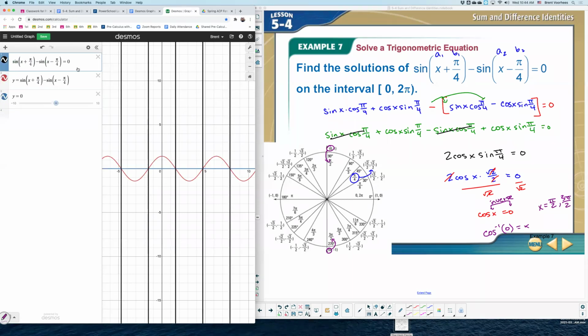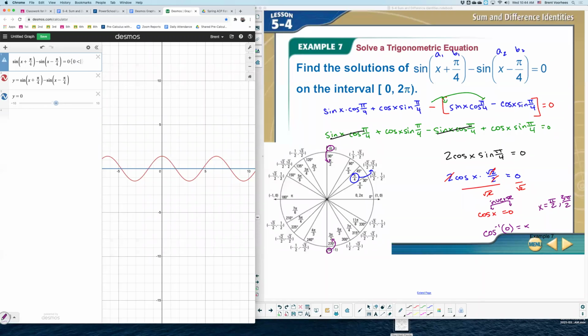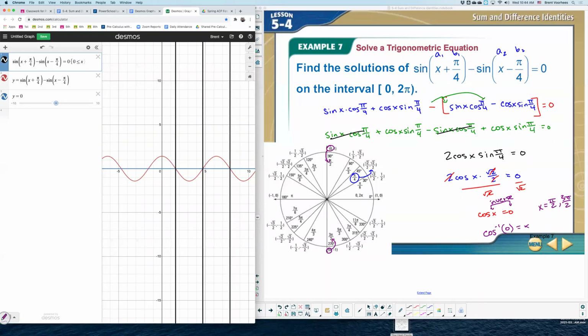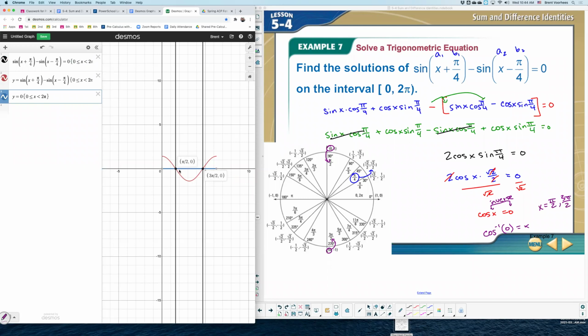And we could do the domain restriction as well, from 0 less than or equal to x less than 2 pi. I can copy this on each of these three. So this has two solutions. It has pi over 2 and 3 pi over 2. I agree. It's the exact match we got.